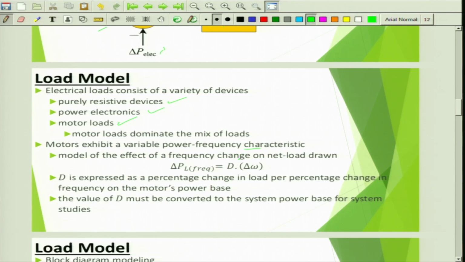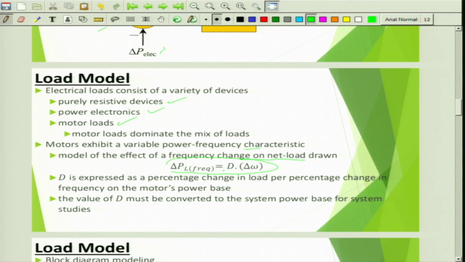Model the effect of a frequency change on the net load drawn. That means if there is a change in frequency, that is also reflected in terms of change in power output from these machines, right? So that needs to be also taken care of in the control loop. Frequency dependent loads, their performance depends upon the change in frequency.